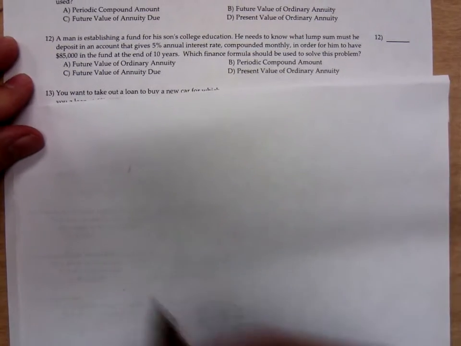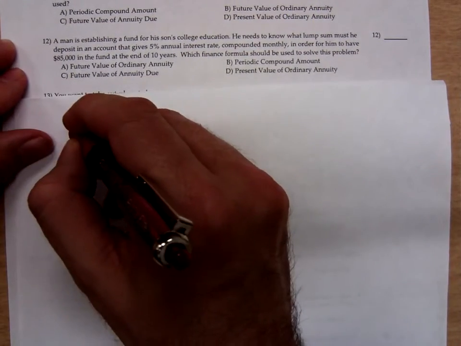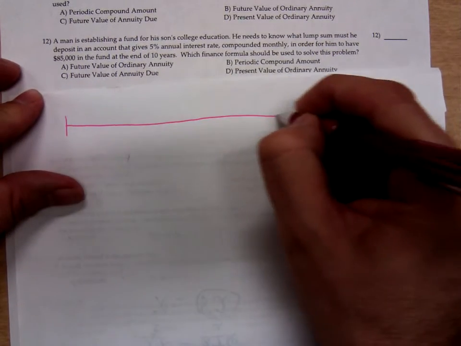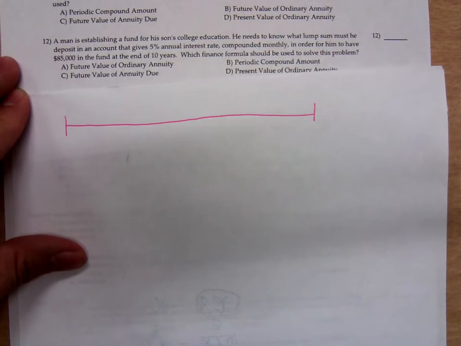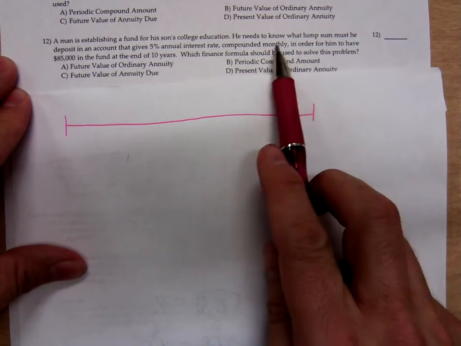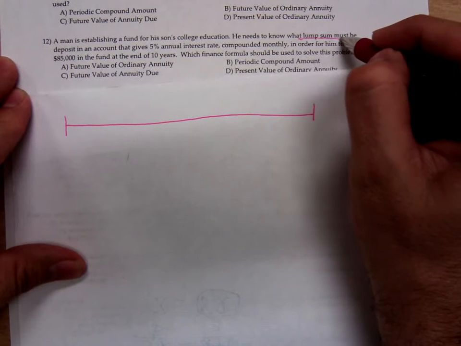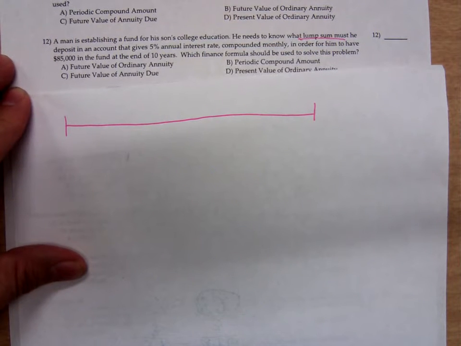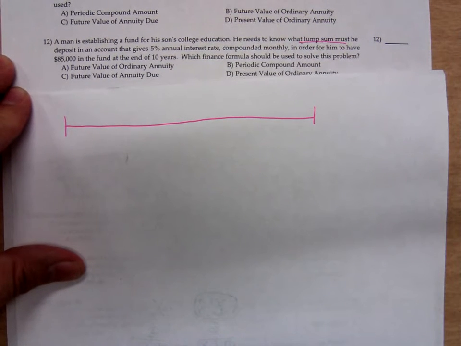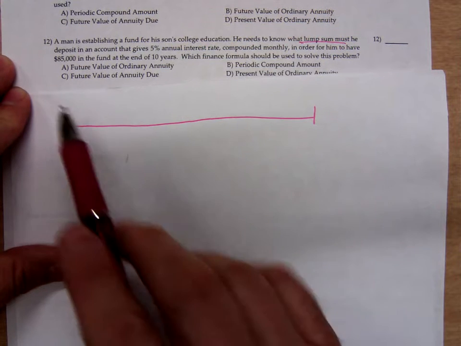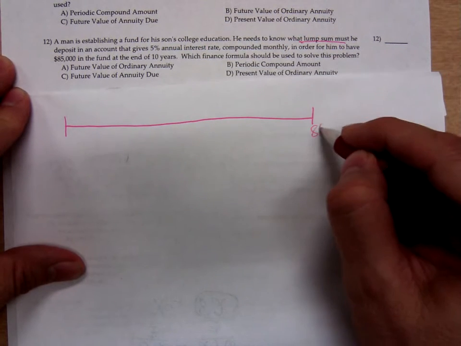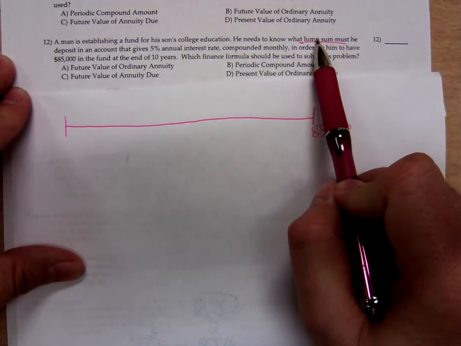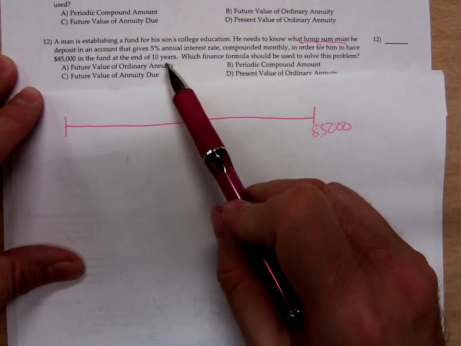Oh, yeah, you're right. My thoughts, when I see this, are: is this an annuity? How many deposits? Is he making a series of deposits or just one deposit? What lump sum must he deposit? Okay, that sounds like he's just making one deposit, which means it's not an annuity. We're told he wants to have $85,000 in the account at the end of the time. Well, the fact that there's just one deposit knocks out every annuity formula.